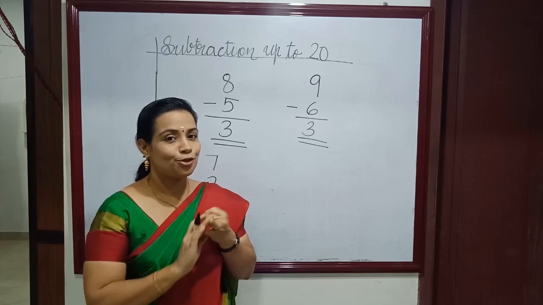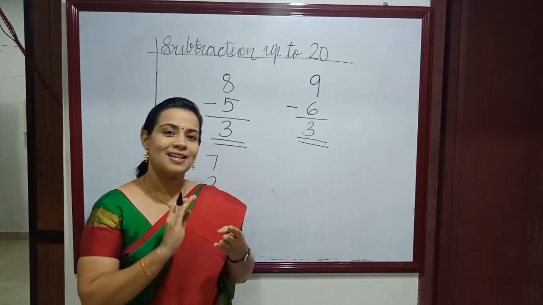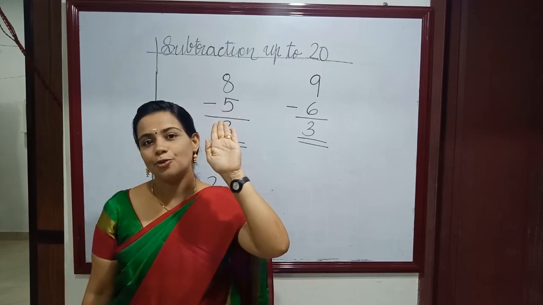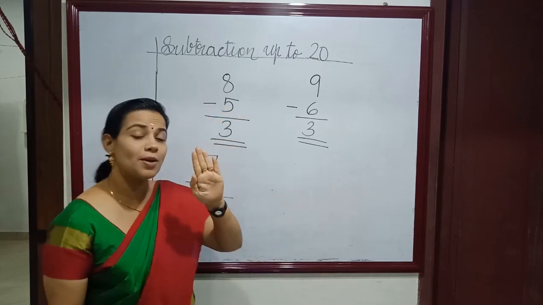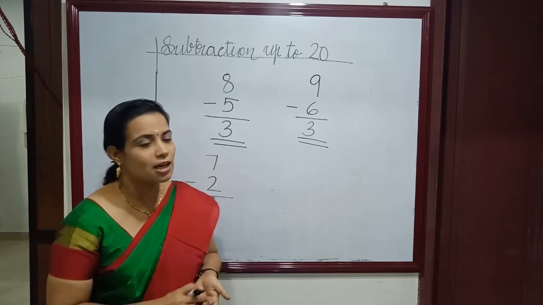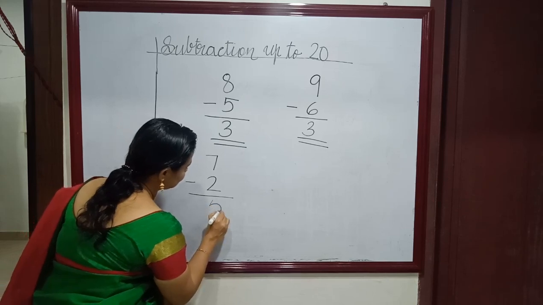3, 4, 5, 6, 7. How many fingers are here? 5 fingers. So 7 minus 2 is equal to 5.